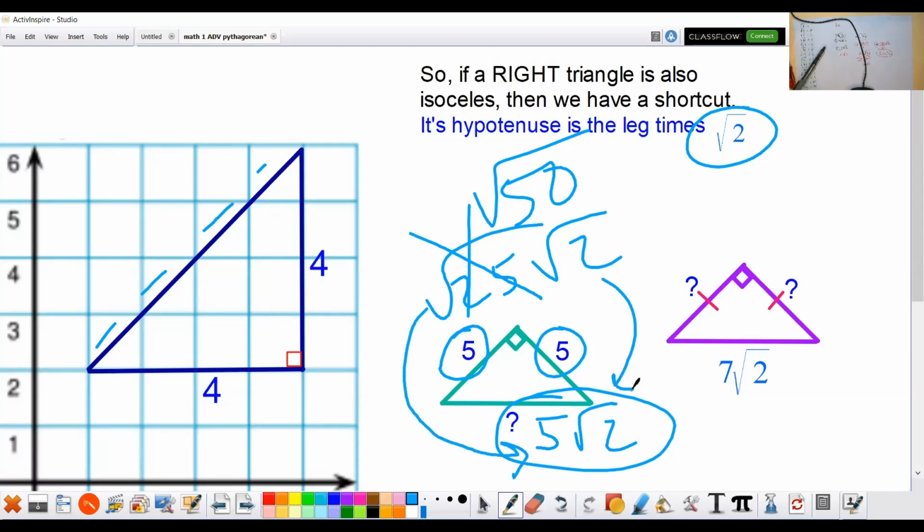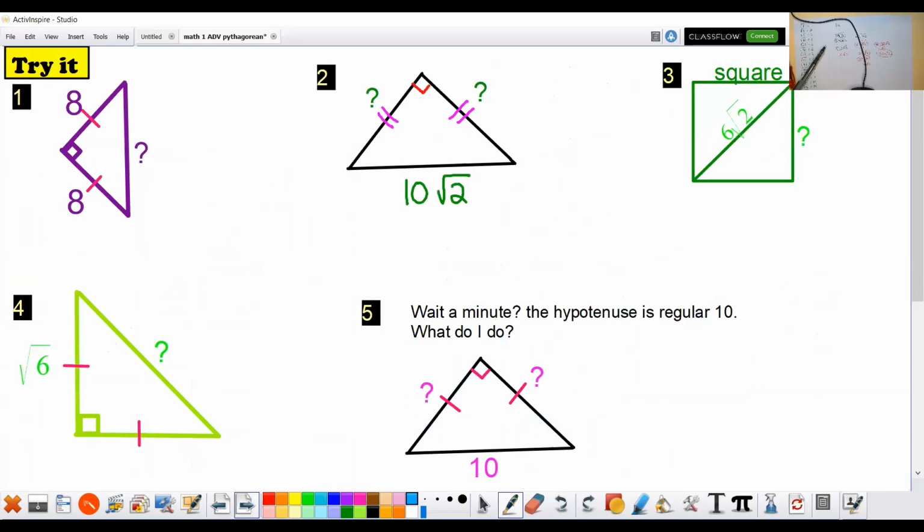I don't know. What if this guy was 7 radical 2? That is the answer, isn't it? Oh, so these must have been 7s. Went backwards. I can get more complicated and fancy. Here's some that you could try. Take a look at them. Let me pause it. So you go ahead and try it. Pause the video.